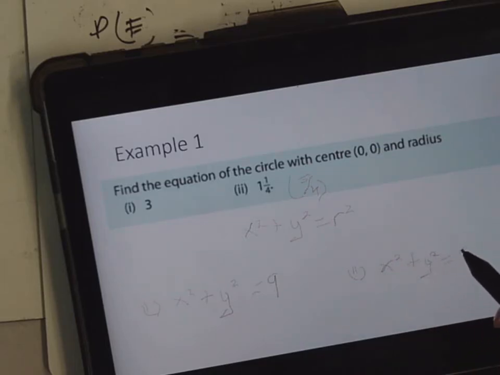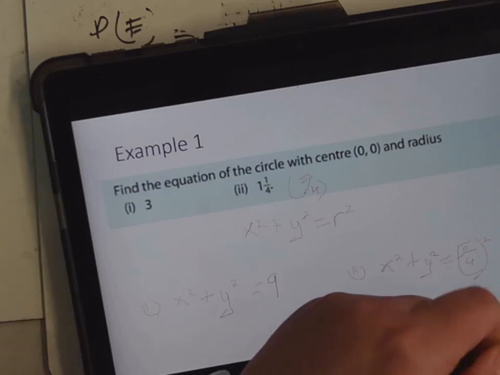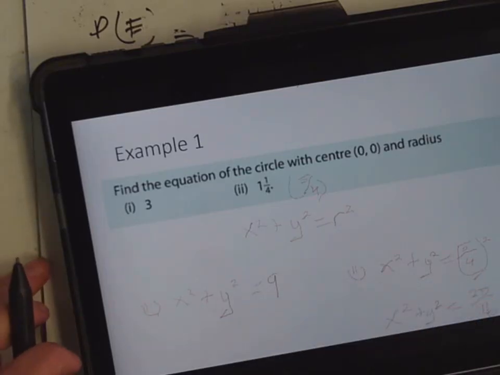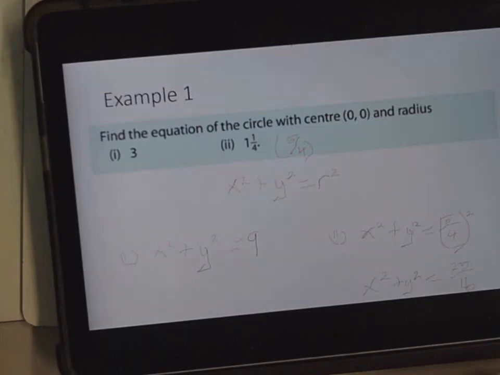equals 5/4 to be squared. With a square fraction, you square the top and square the bottom. So square 5, you get 25, square the bottom, you get 16. That says 25/16 at the end there. Are we okay with that? Easy peasy. Can it be that easy? Probably not, but we have to start with the basics.